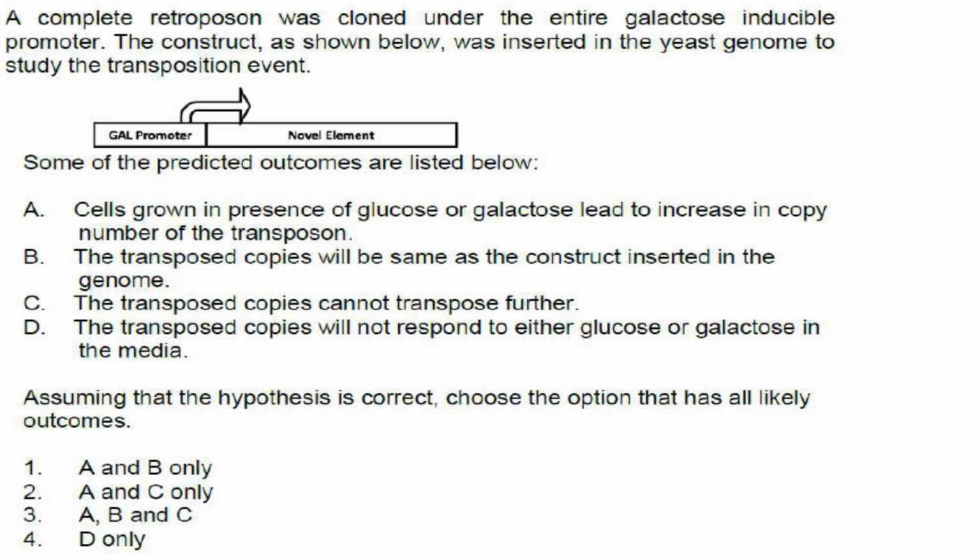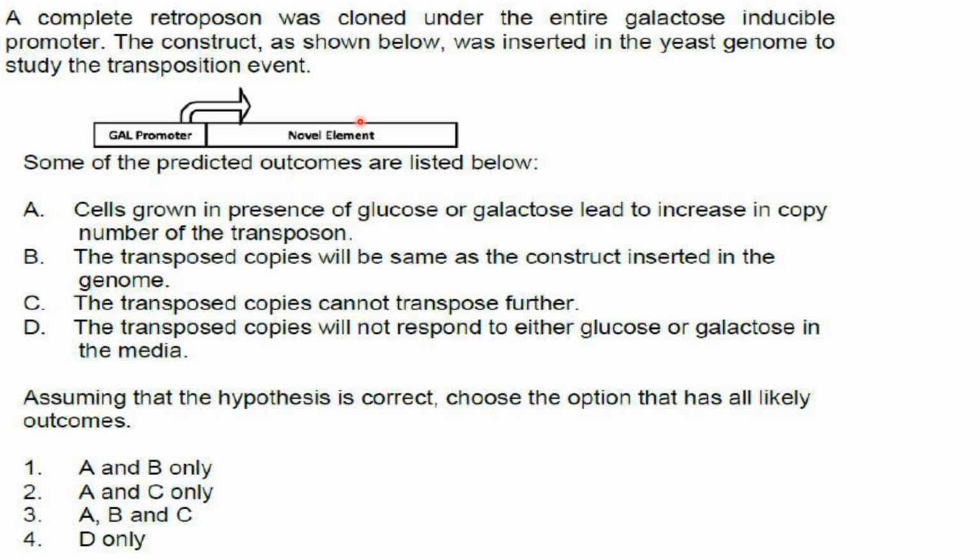Then next one. A complete retrotransposon was cloned under the galactose-inducible promoter. This is the GAL promoter, this is the retrotransposon. The construct as shown below was inserted in the yeast genome to study transposition events. Now what is the GAL promoter? It is inducible in the presence of galactose in the media, leading to expression of the retrotransposon. Now the retrotransposon, what is that? It is a transposon that is inserted into new locations, jumping via an RNA intermediate.